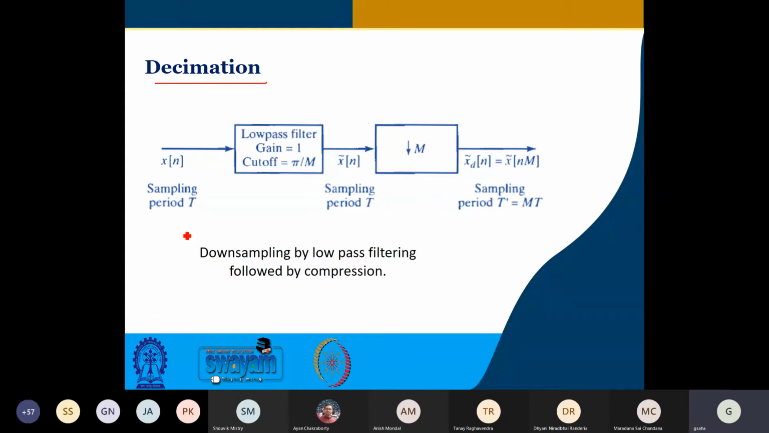Okay, so if we are interested to downsample by a factor of M, a low pass filter with cutoff frequency pi by M is used before the downsampling, that is, this compressor block, where we take out every Mth sample of this filtered signal, and this is the one with which we shall do further processing.